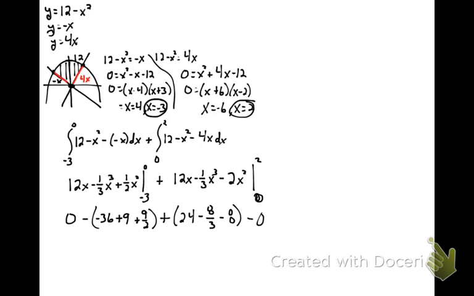And when I combine all of these things, I get an area of 215/6. There we have it. And in our final video, we'll look at two more examples of finding the area between two curves.